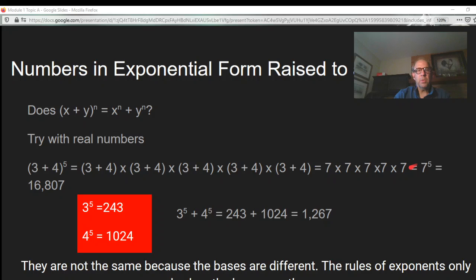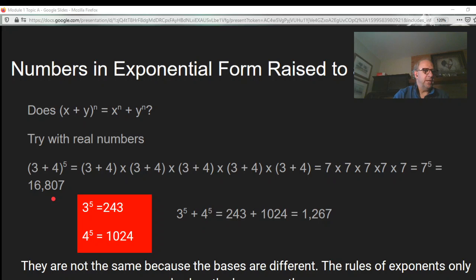Is 3 to the 5th plus 4 to the 5th equal to 7 to the 5th? Well, no, because I cannot add these, they're different bases. If I multiply them out, 3 to the 5th is 243, 4 to the 5th is 1,024. If I add them together, I get 1,267, whereas 7 to the 5th is 16,807. So they're not the same.